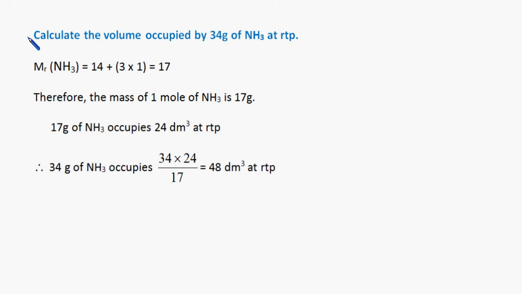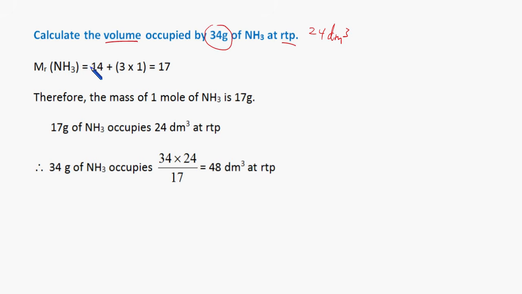And our last example, we want to calculate the volume occupied by 34 grams of ammonia at RTP. So RTP we know is 24 dm cube, and the question is asking for volume, so therefore volume should be on the right hand side. But because we are dealing with masses here, we need to find the relative molecular mass of ammonia. The formula for ammonia is NH3.